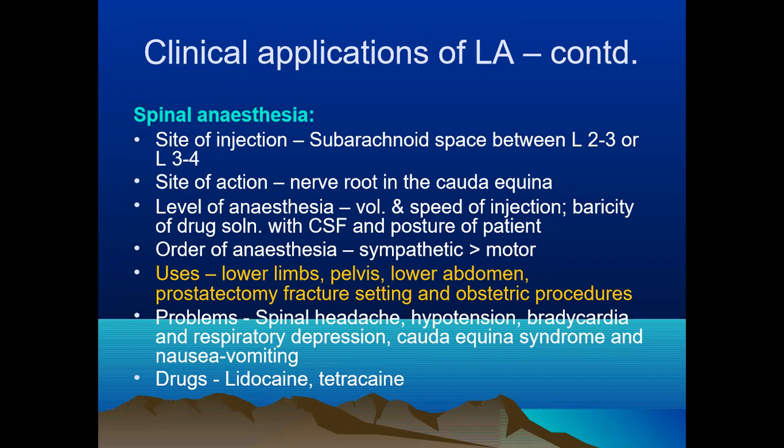The order of anesthesia is sympathetic, leading to motor. It is used for lower limbs, pelvis, lower abdomen, prostatectomy, fracture setting, and obstetric procedures. Problems are spinal hypotension, bradycardia, respiratory depression, cauda equina syndrome, and nausea and vomiting. The drugs in this one are lignocaine and tetracaine in spinal anesthesia.